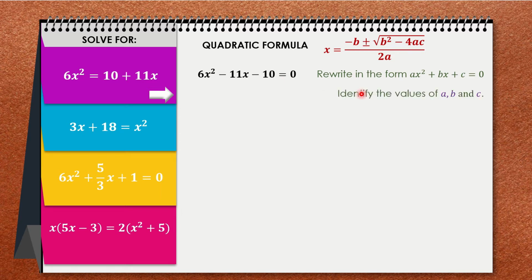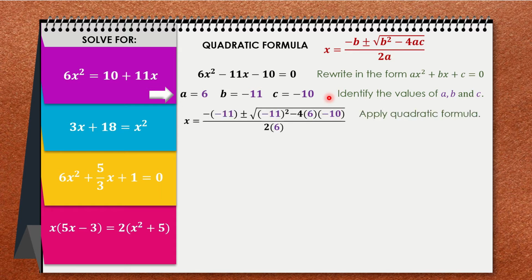This time, let us identify the values of a, b, and c, which are a is equal to 6, b is equal to negative 11, and c is equal to negative 10. Since we now know the values of a, b, and c, we may now substitute them into the quadratic formula, replacing b, a, and c here. So, applying the quadratic formula, we substitute the given values here.